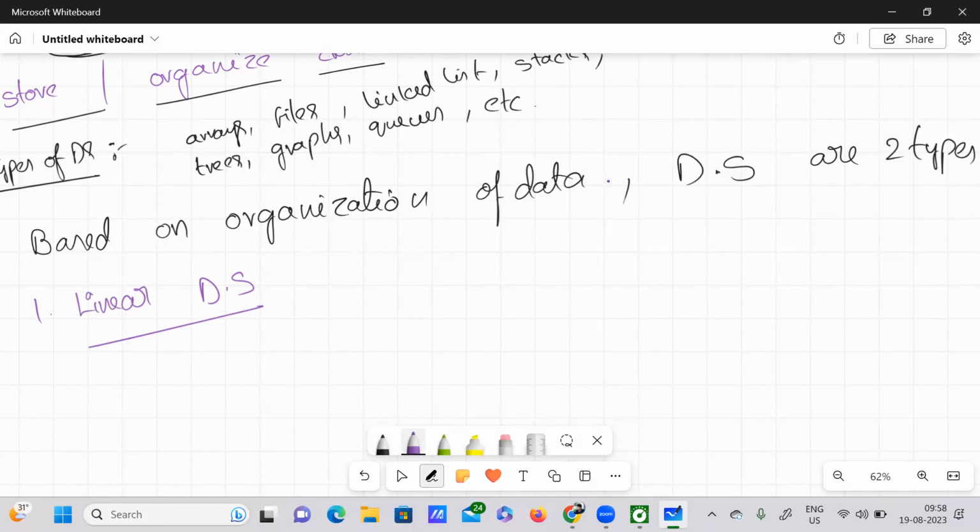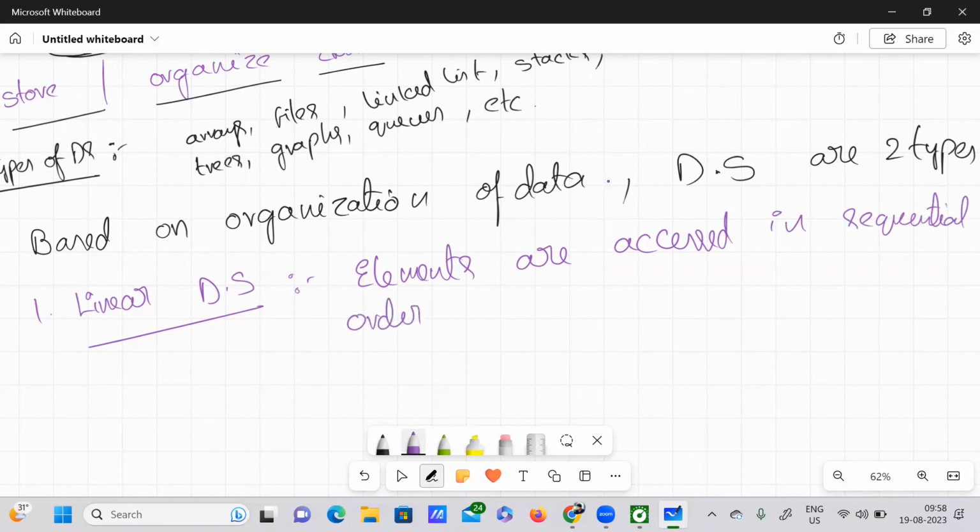So what is meant by linear data structure? In this, the data elements, or just elements, are accessed in a sequential manner. This term, sequential manner, is very important. If you miss this sequential order, then the meaning of this entire thing would change. Seriously. So just remember this particular word, sequential order.